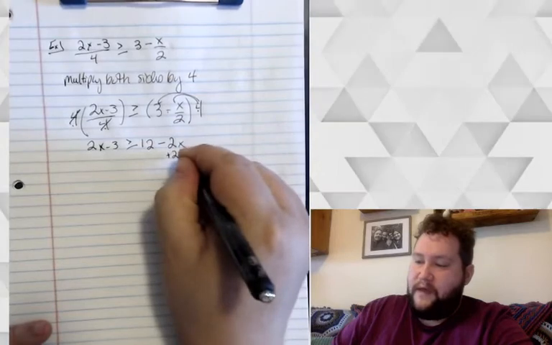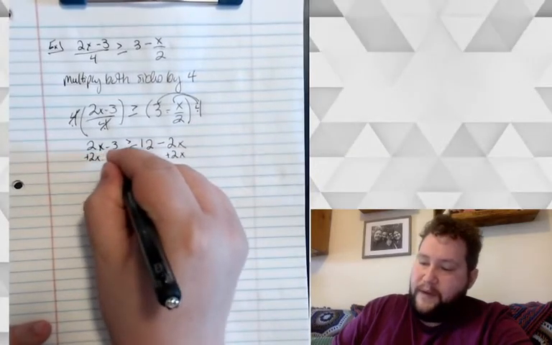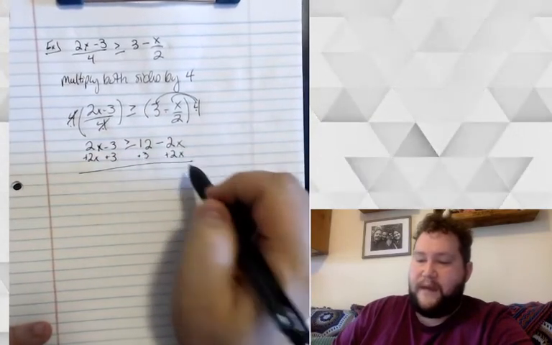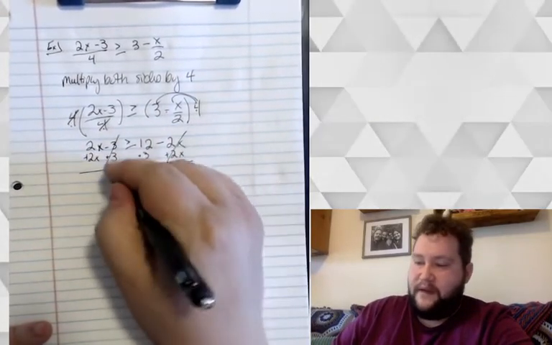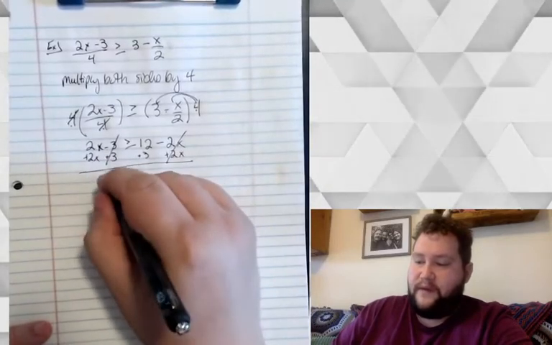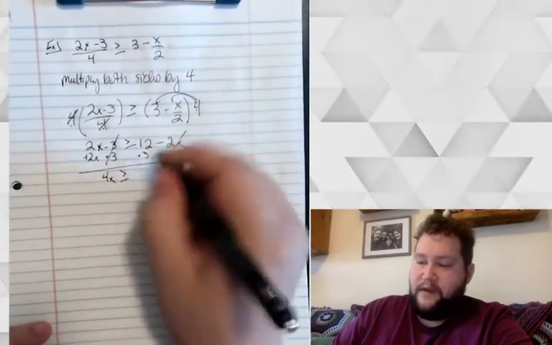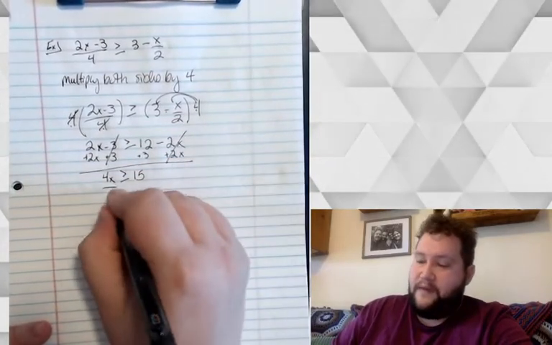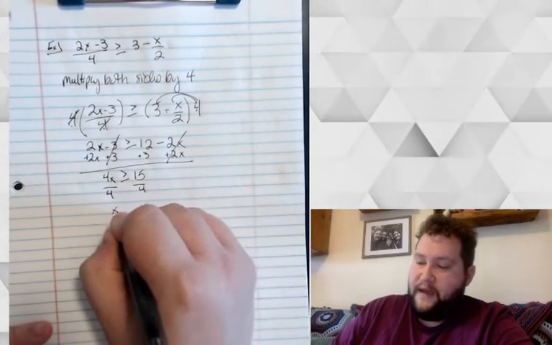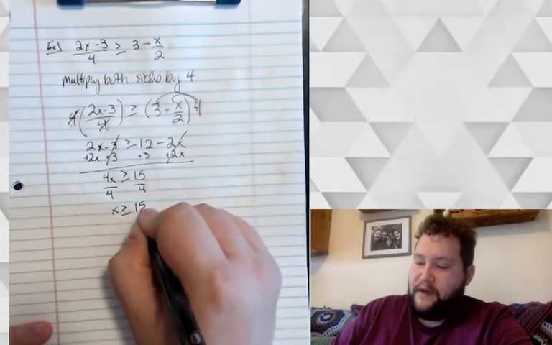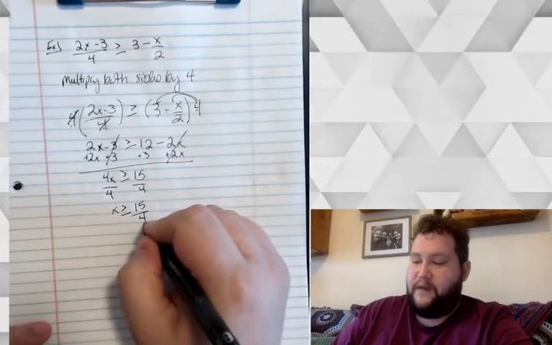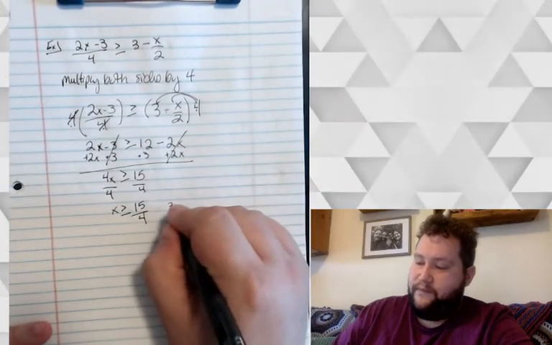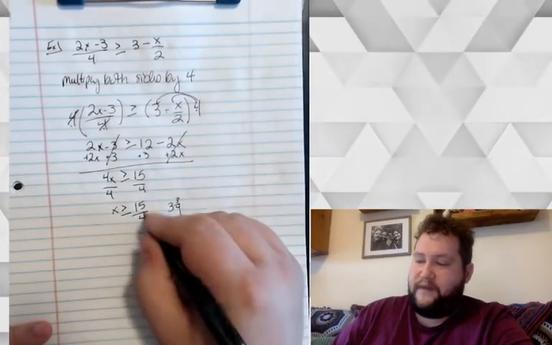Add a 2x to both sides. Add a 3 to both sides. And notice I always line up my constants and my x terms because that helps me see those cancel and those cancel. 2x plus 2x is 4x. Greater than or equal to 12 plus 3 is 15. And I can divide both sides by a positive number. X is greater than or equal to 15 fourths. And so that's what? 4, 8, 12. So 3 3/4. Because 16 fourths is 4.